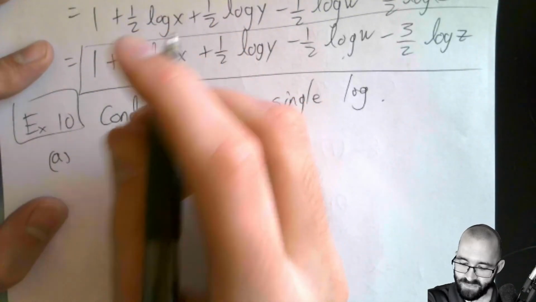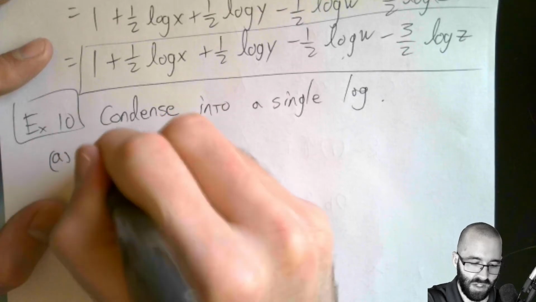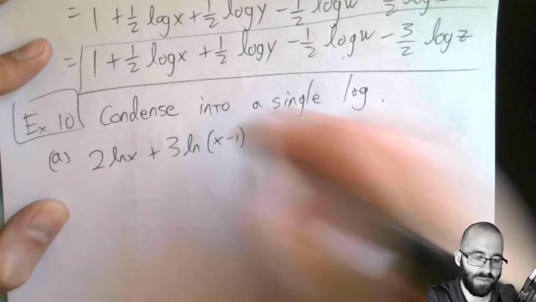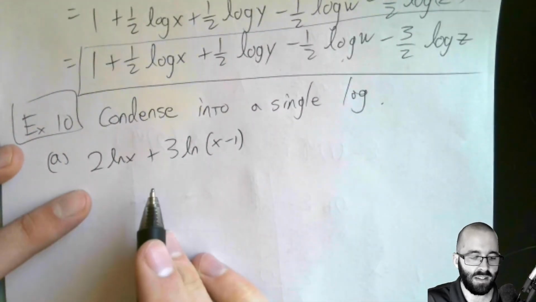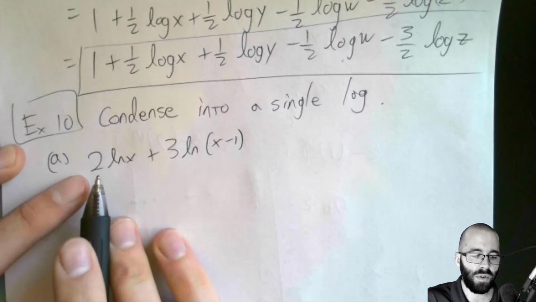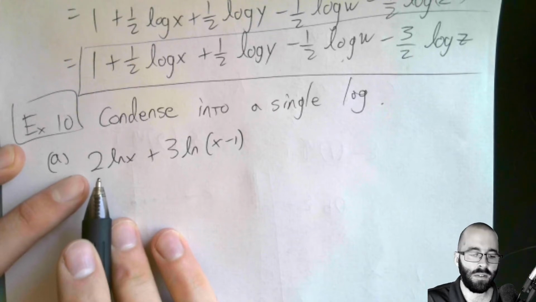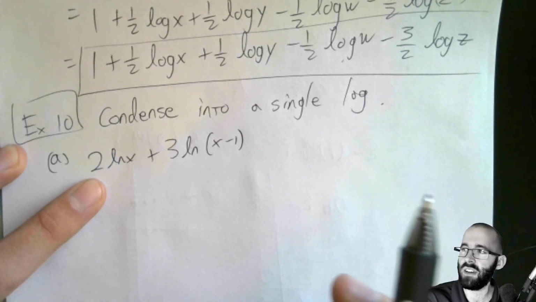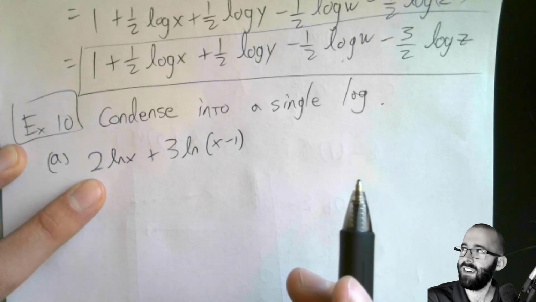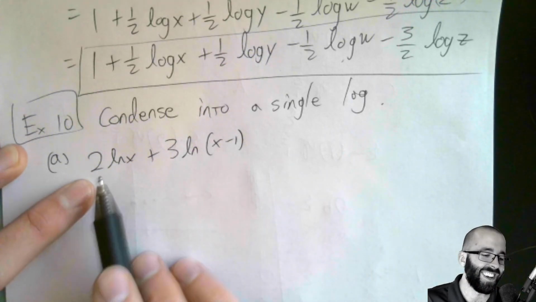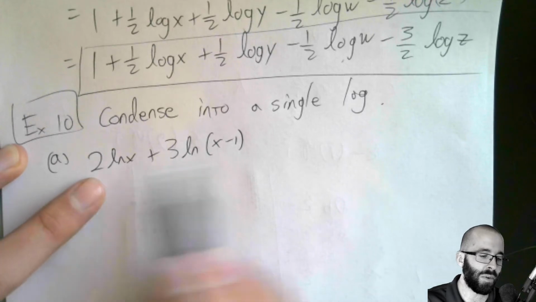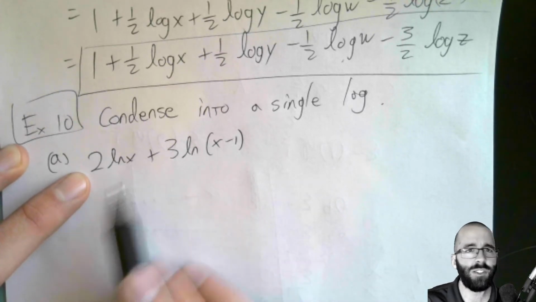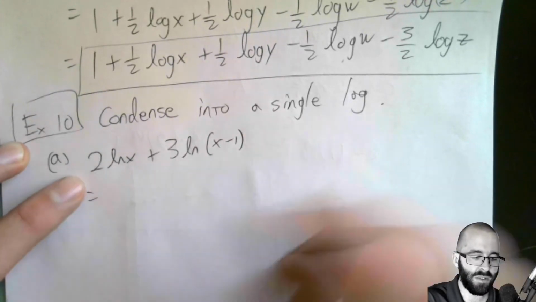All right, example 10 is 2 times the natural log of x plus 3 times the natural log of x minus 1. So we need to combine these, but we can't combine them yet, right? If we add 2 logarithms together, we multiply their insides. Okay? But we're not adding 2 logarithms. We have this 2 and this 3 that we have to deal with. So let's use the power rule first to deal with those.